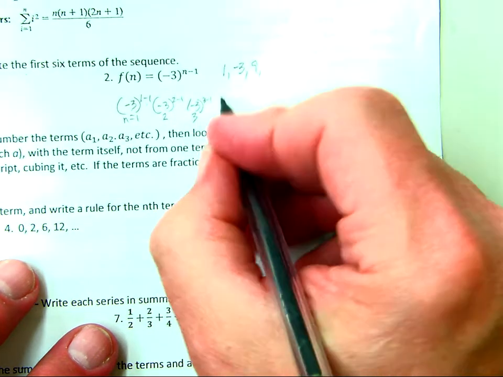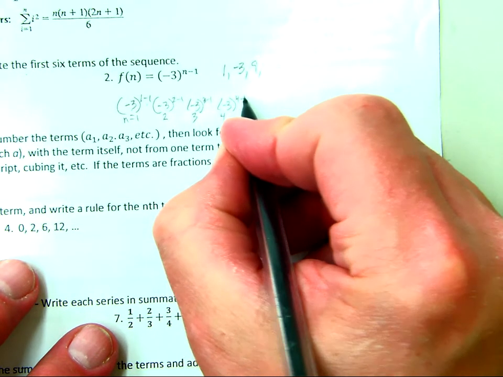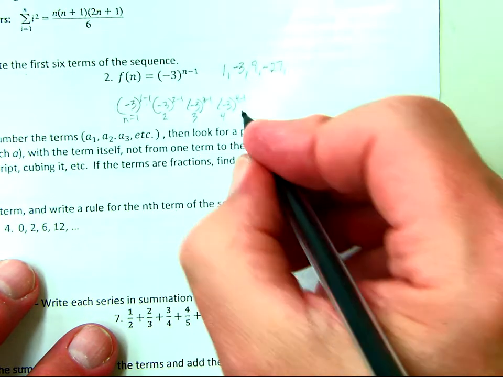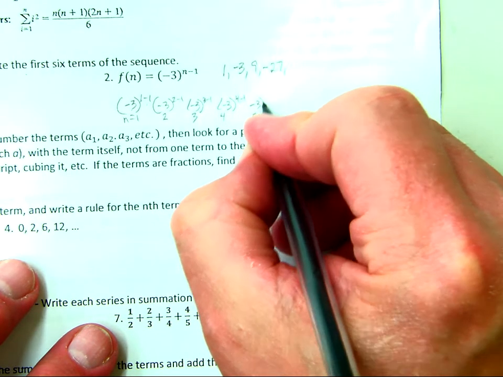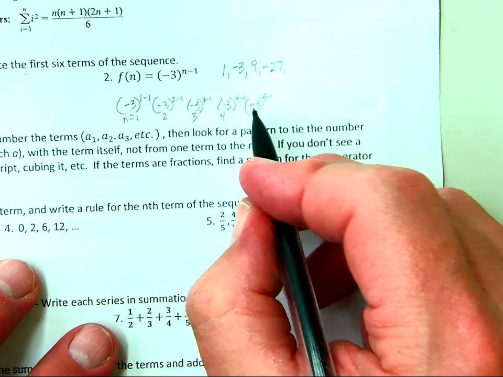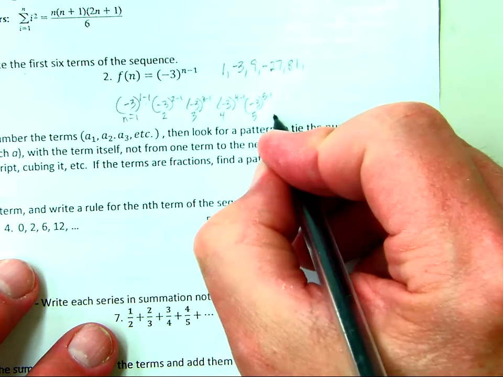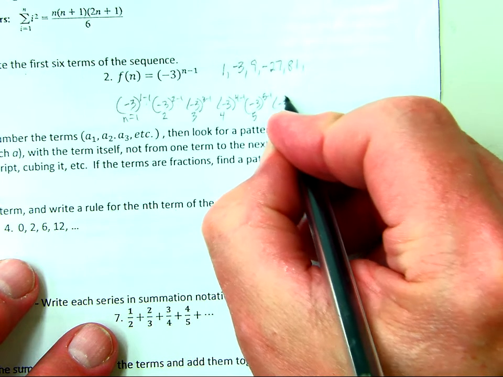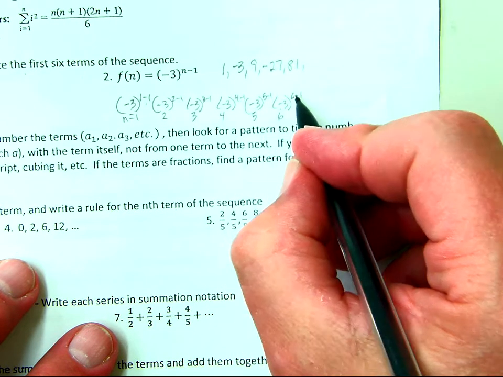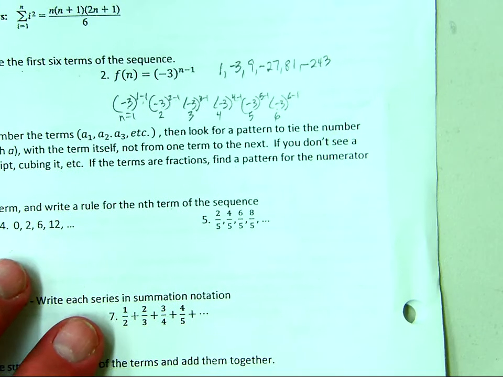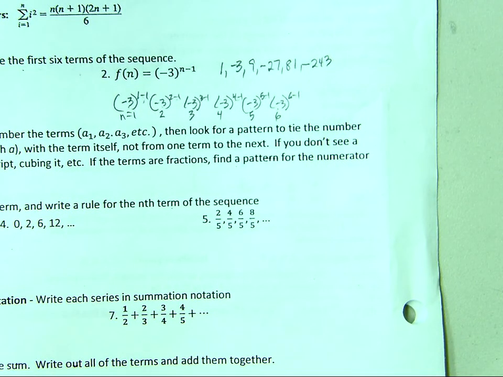Then 4. That'll be negative 3 to the 4 minus 1, which is cubed. Negative 3 cubed is a negative 27. Then 5. That'll be negative 3 to the 5 minus 1. Well, that'd be negative 3 to the 4th. That'd be like multiplying this one by negative 3, so it's a positive 81. And then 6 would be negative 3 to the 6 minus 1. Negative 3 to the 5th power is a negative 243. So that's just how you plug them into your term. So once you have your term formula, you can find any term just by plugging the number of the term, like first, second, third, fourth, fifth, in for n.